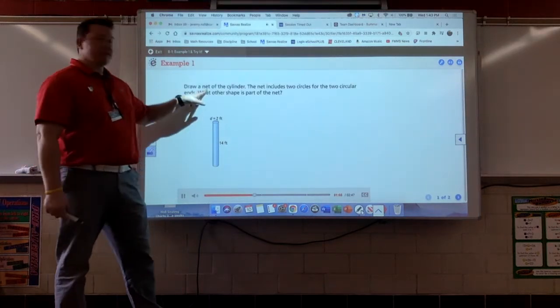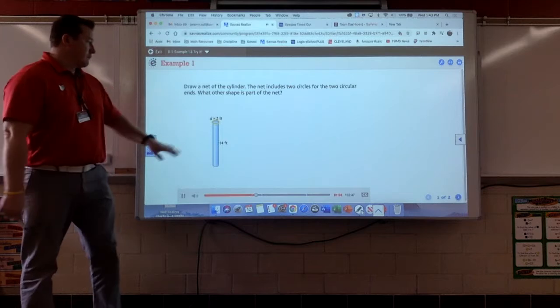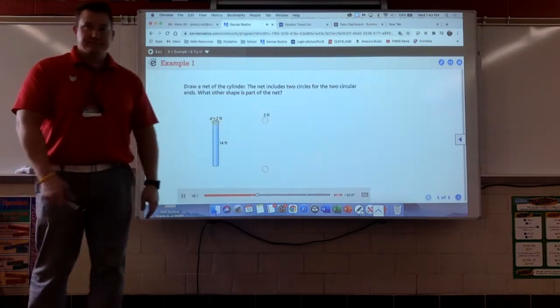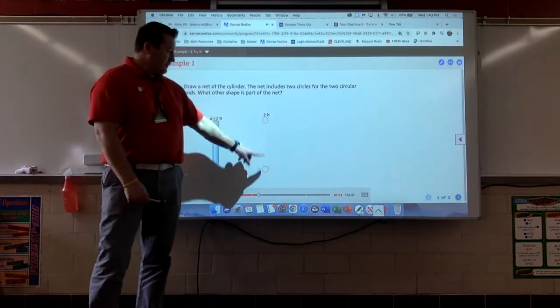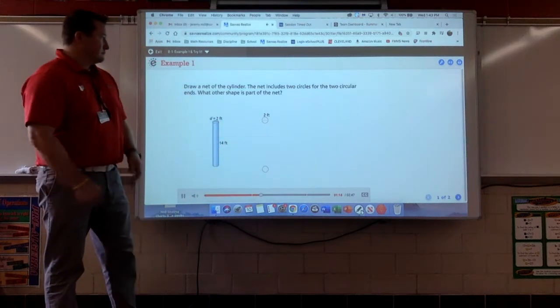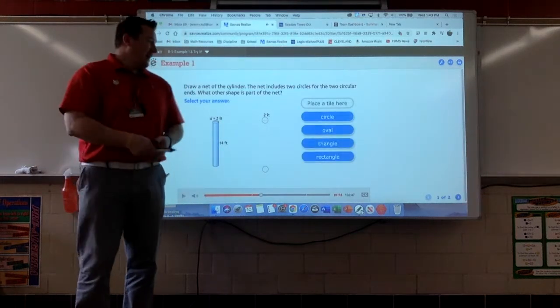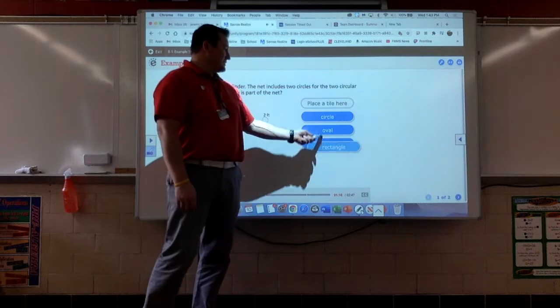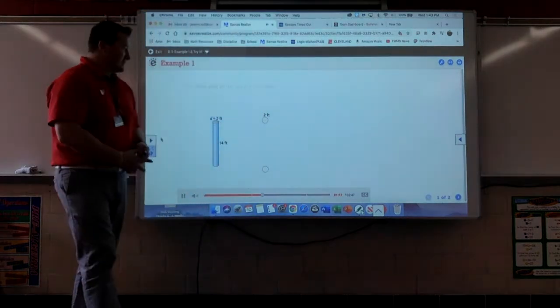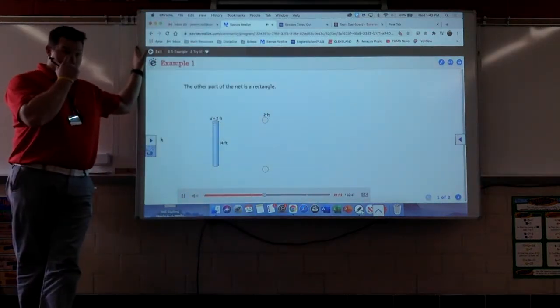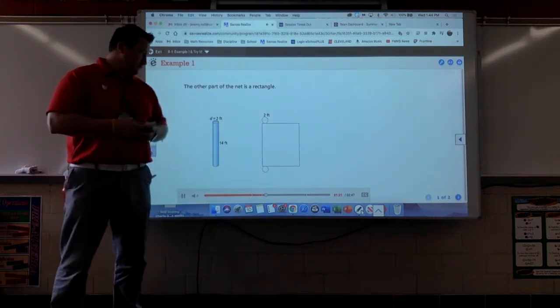Draw a net of the cylinder. The net of the cylinder includes two circles for the two circular ends, top and bottom. What other shape is part of the net? Oh, I already gave it away. We know it's a rectangle. Sorry, guys. The other part of the net is a rectangle wrapped around the column.